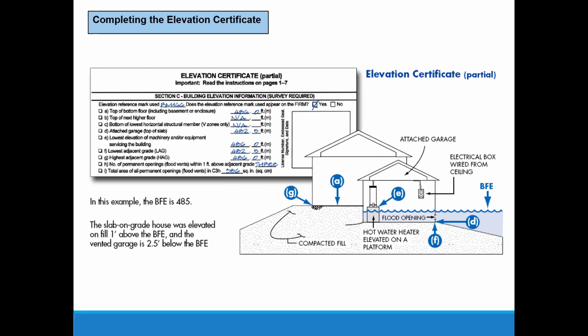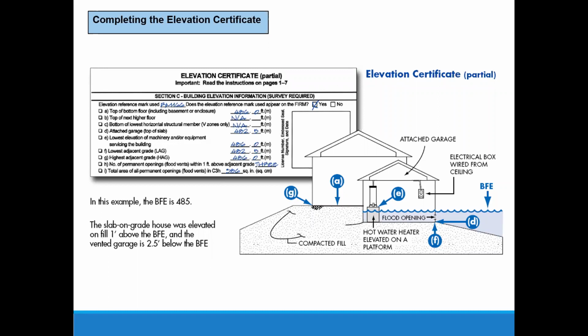So it says the slab on grade house was elevated on 1 foot of fill above the base flood elevation, and then the vented garage is 2.5 feet below the base flood elevation. So it used to be under the legacy system of flood insurance that if you had your utilities left on the ground, if we just put them on the floor of the garage where it's wet flood proof, where they could get wet, that could potentially change your entire rating floor for flood insurance down to that attached garage, and that would be a significant increase in your premium.